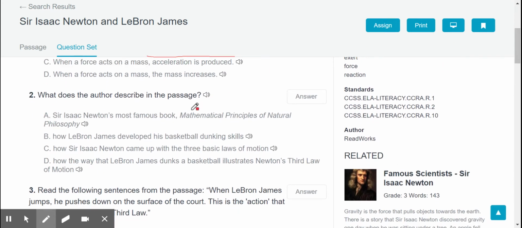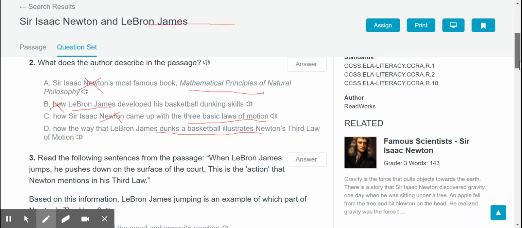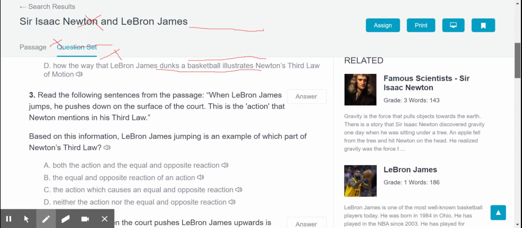Number 2, what does the author describe in the passage? This is wide open, so I want to look at my answers a little bit. The dunking of basketball illustrates 3 basic laws of motion. It's not just about LeBron James. I can mark that one out to begin with because it has to have something to do with Sir Isaac Newton. And this one is all about Sir Isaac Newton and not about LeBron James. So I can mark this one out. So this one's all about Isaac Newton also. Actually, I can mark them all out. I don't even have to look, because the other 3 are only about one person. That's the only one that has both of them in it.